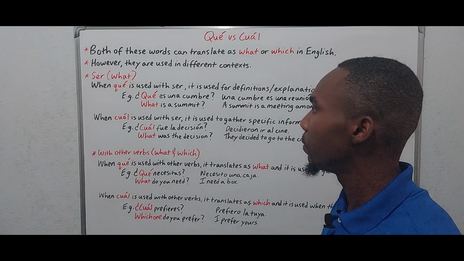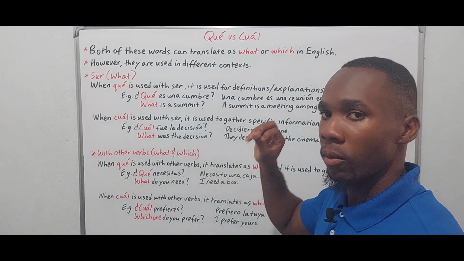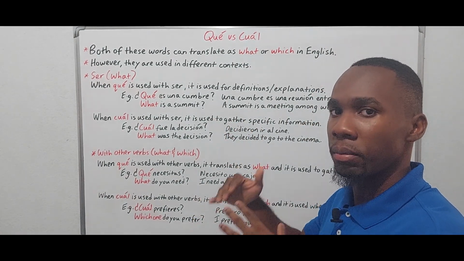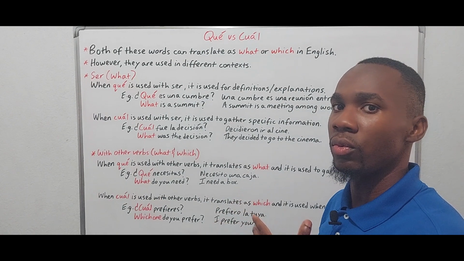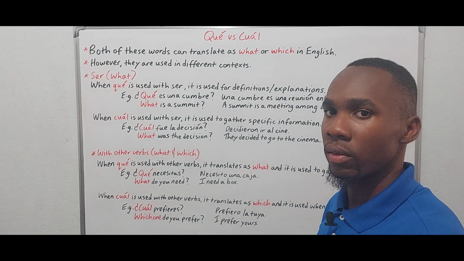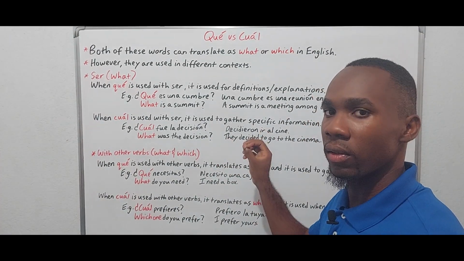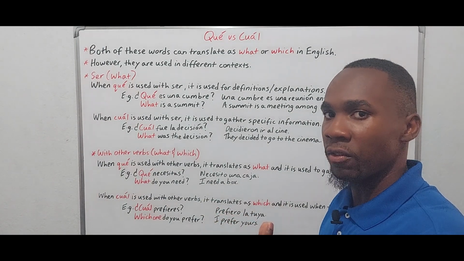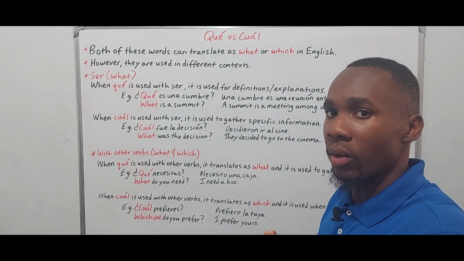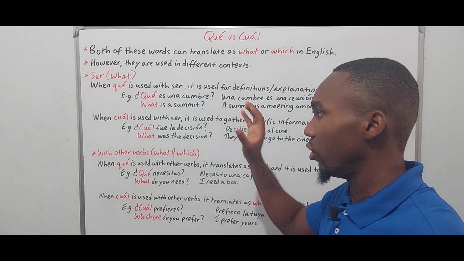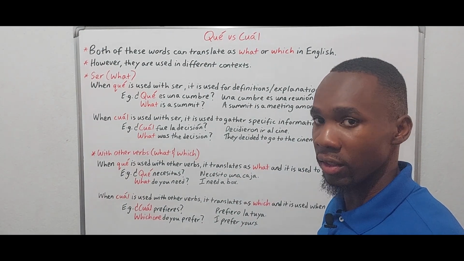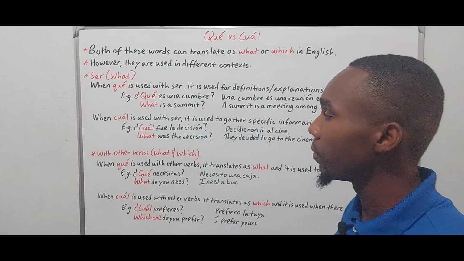Right? Okay. That's the first part, when we use them with ser. So, que plus ser is used to ask about definitions or explanations. Cuál with ser is used to gather specific information. So whenever we are using the verb ser and we want to know whether we should use que or cuál, just remember those contexts and it should be easy. Okay? Debe ser fácil.